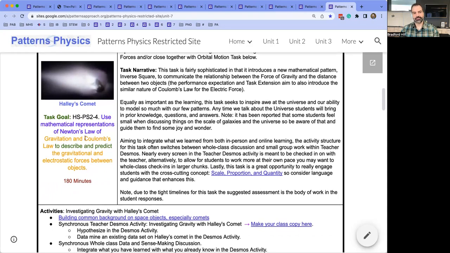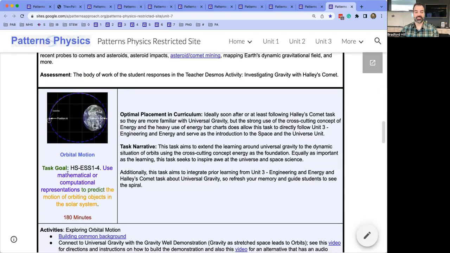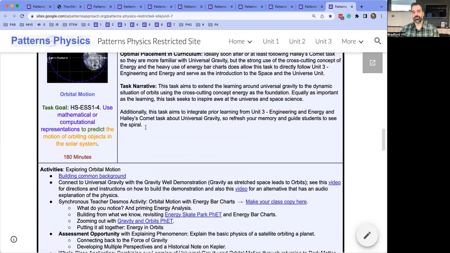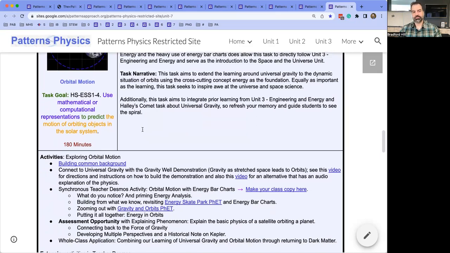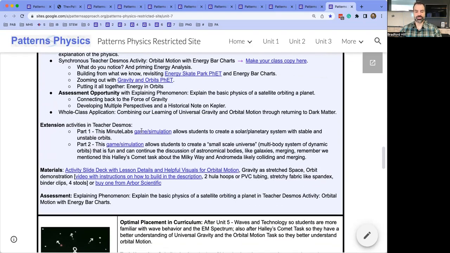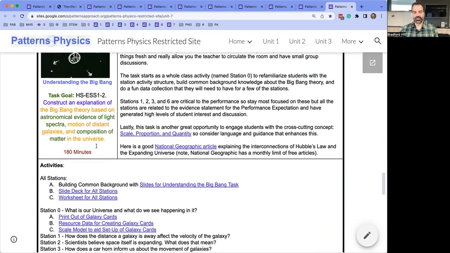So we have Halley's Comet around the universal gravity, looking at orbits for the performance expectation on motion of orbiting objects in the solar system. And these are interconnected, so they do build on each other, but they are more drop-in. And yeah, in any case, then we also have understanding the Big Bang.